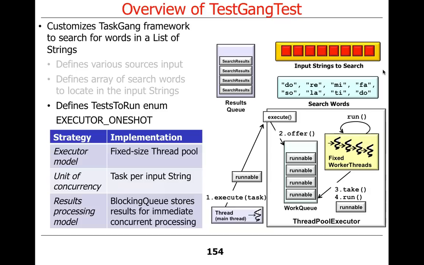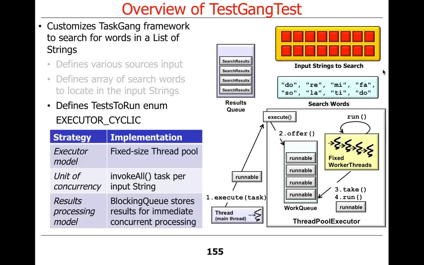And the way this is going to work is when we execute a task, the runnable that corresponds to it will be put into the work queue inside the thread pool executor. Then one of the threads, when it's available and doesn't have anything else to do, will pull something off the queue and run it. That's the workflow you're going to see. So that's the executor one-shot.